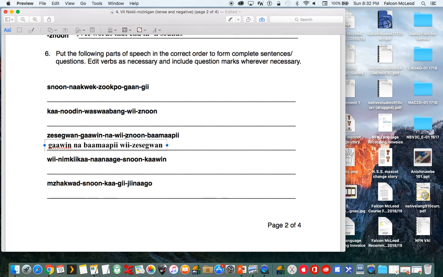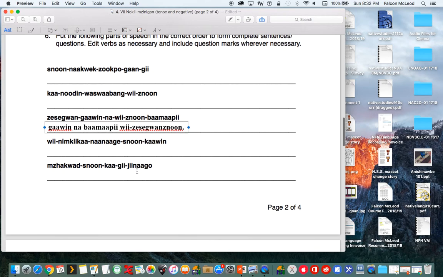And then we need our negative suffix because we start negative, we got to end negative. And then all that's left here is znon. So that's our negative suffix. Znon, or znon. All right, so that's how you do that. Gawin na bomon piwi zeseguan znon. All right, so this next one here I want to do because, oh wait, that's a question, sorry. Yeah, because we got that na in there.